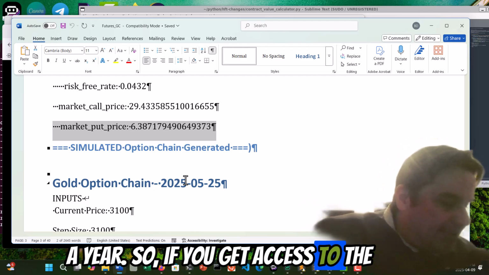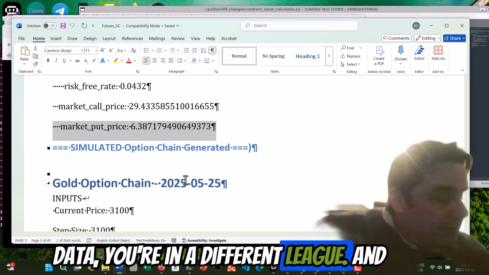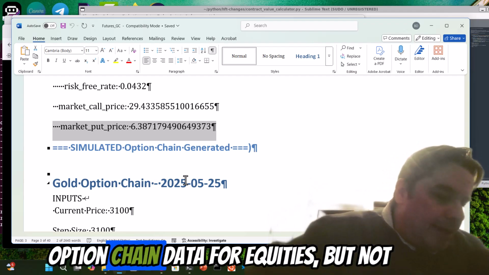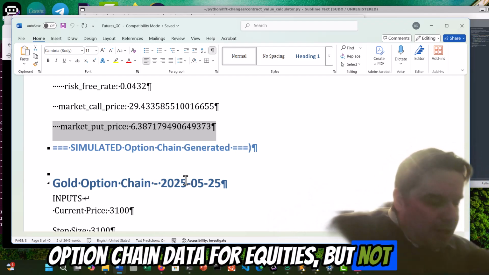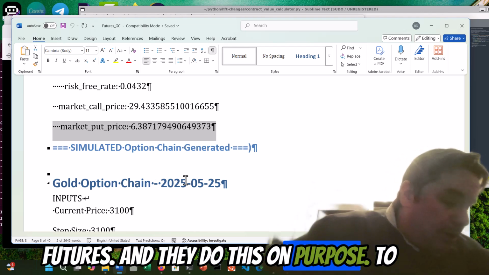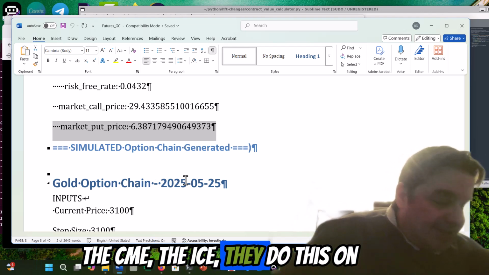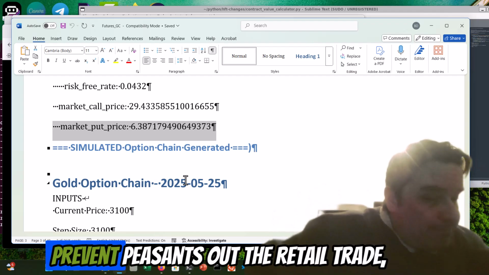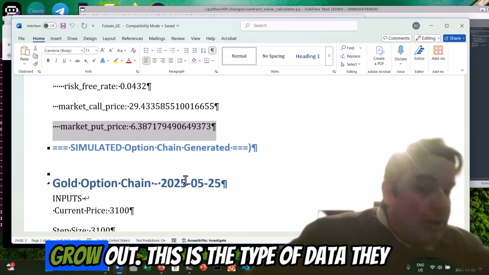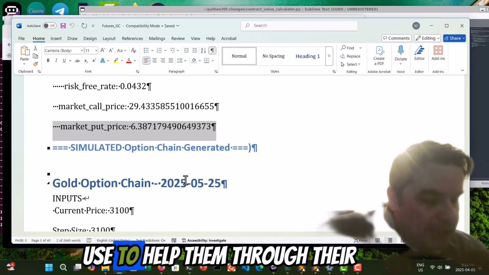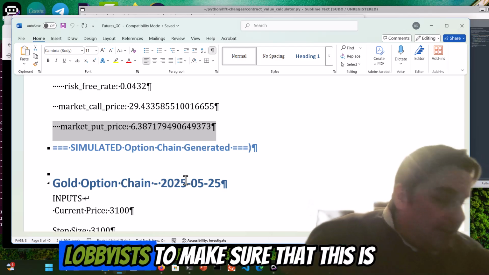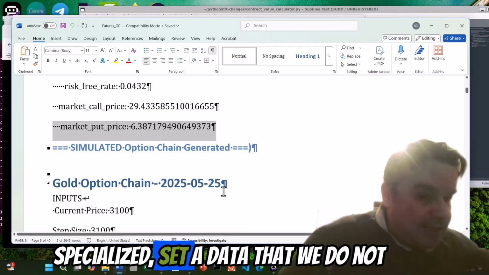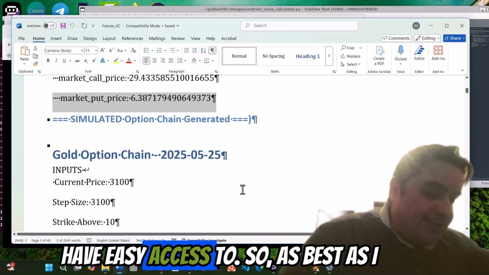So if you get access to the data, you're in a different league, and it's closely guarded. Like we can get option chain data for equities, but not futures. And they do this on purpose with the CME, the ICE. They do this on purpose because they want to keep us equivalent peasants, the retail trade crowd, out. This is the type of data they use, through their lobbyists, to make sure that this is a specialized set of data that we do not have easy access to.